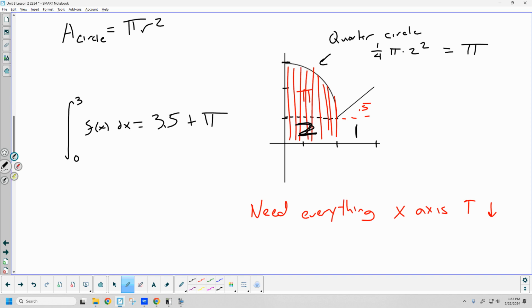Okay, so make sure you know when you're accumulating the function, you're accumulating its values, its heights. We're going from the x-axis. Don't forget the stuff underneath your shape.